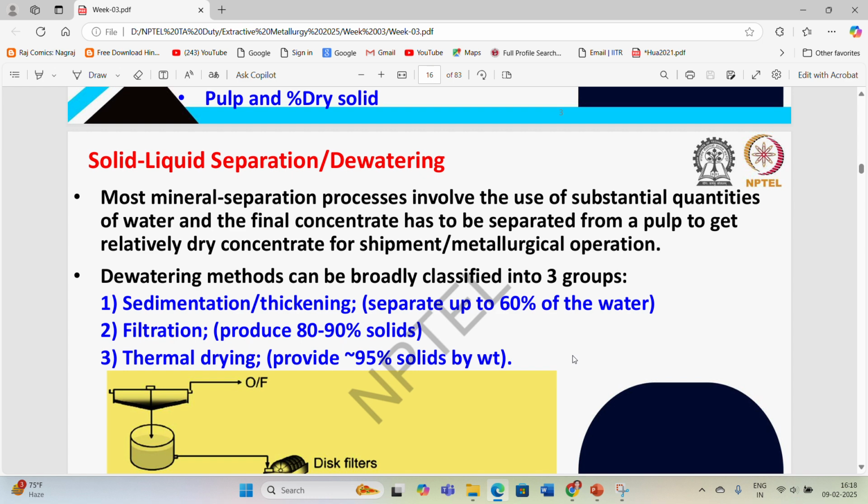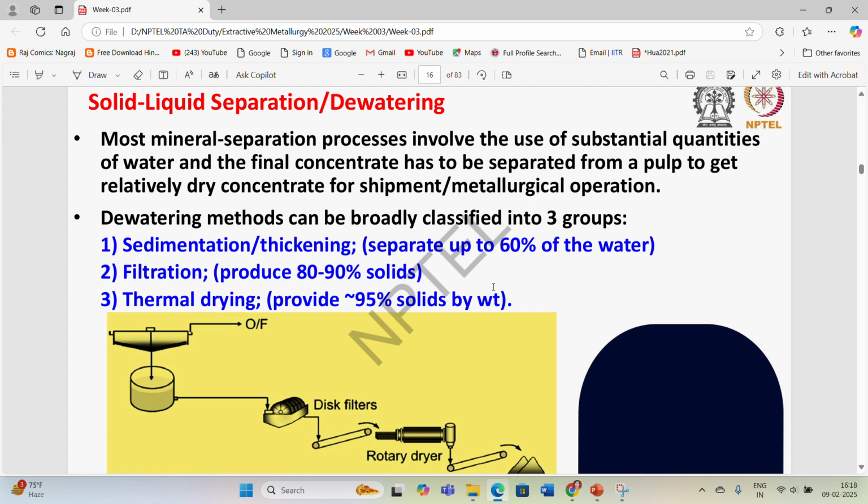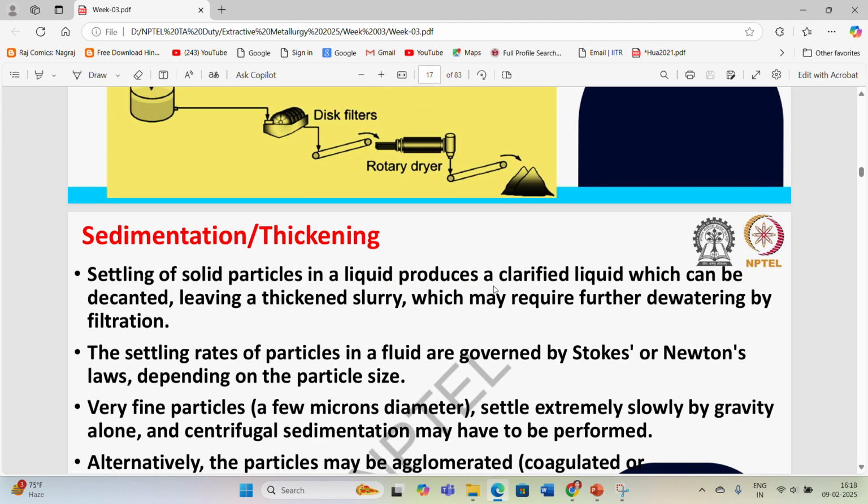Then only we will be able to apply the thermal drying process after applying the filtration process. So we are going to remove a major quantity of the moisture from the sample before going for the thermal drying process, which can provide up to 95% solid by weight.